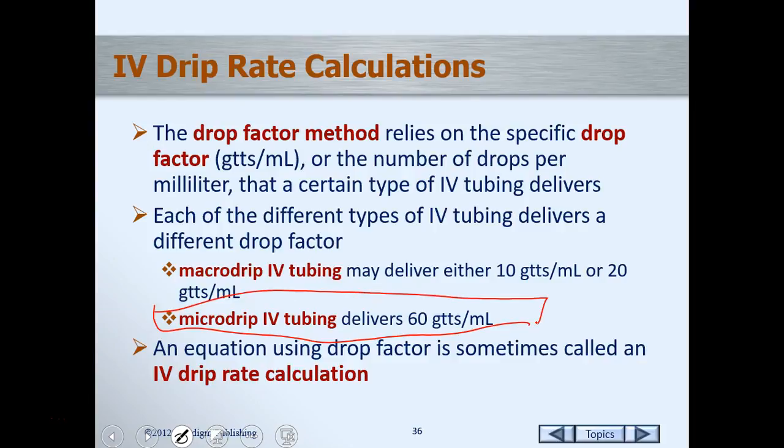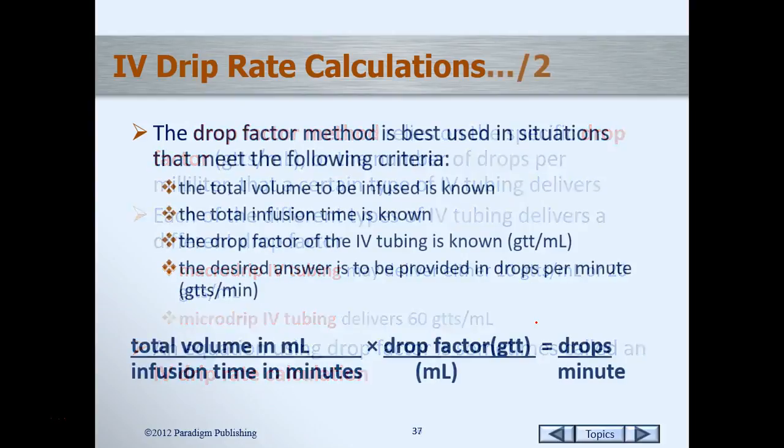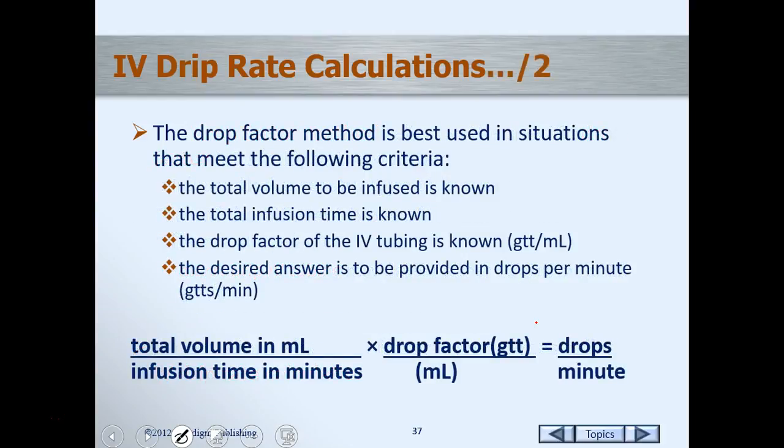And then we use those drop factors to create the IV drip calculation. So, for example, this is what it would look like: the total volume in milliliters with the time in minutes, and then our drop factor in drops per milliliter. If we're doing an IV piggyback, generally it'll be infused over 15, 20, 30, 45, or 60 minutes. That one would give it in minutes. If you're infusing a large volume parenteral, you may have to do an extra step in here to convert your milliliters per hour into minutes.